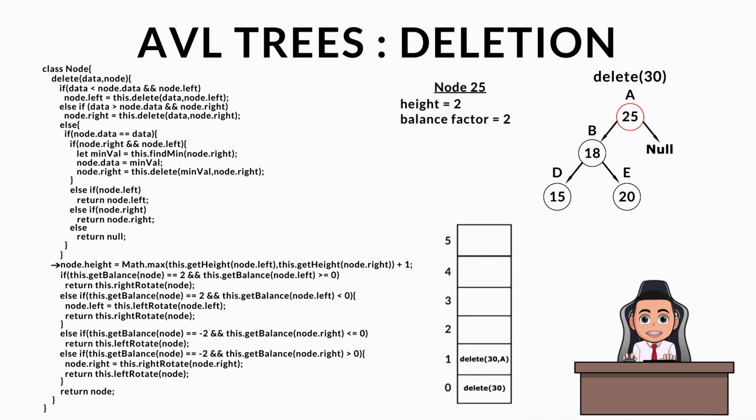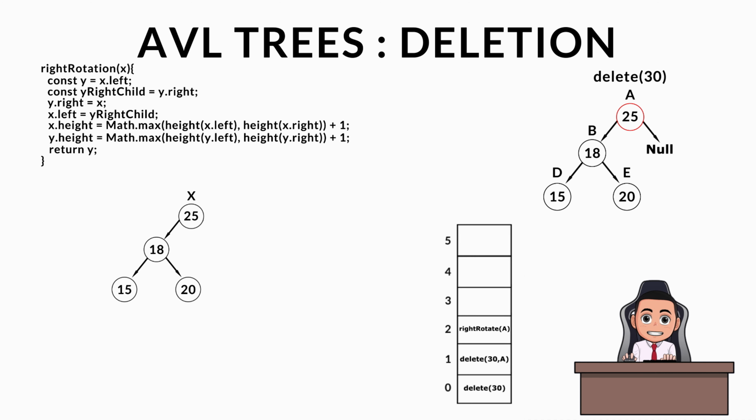First, we check to see if the left child of 25 is greater than or equal to 0. In this case, it is. So we perform a right rotation around 25. So let's push this on top of the stack. Executing our rotate right method, first we save the left child of x. We then save the right child of y. Now it's time for our rotation.